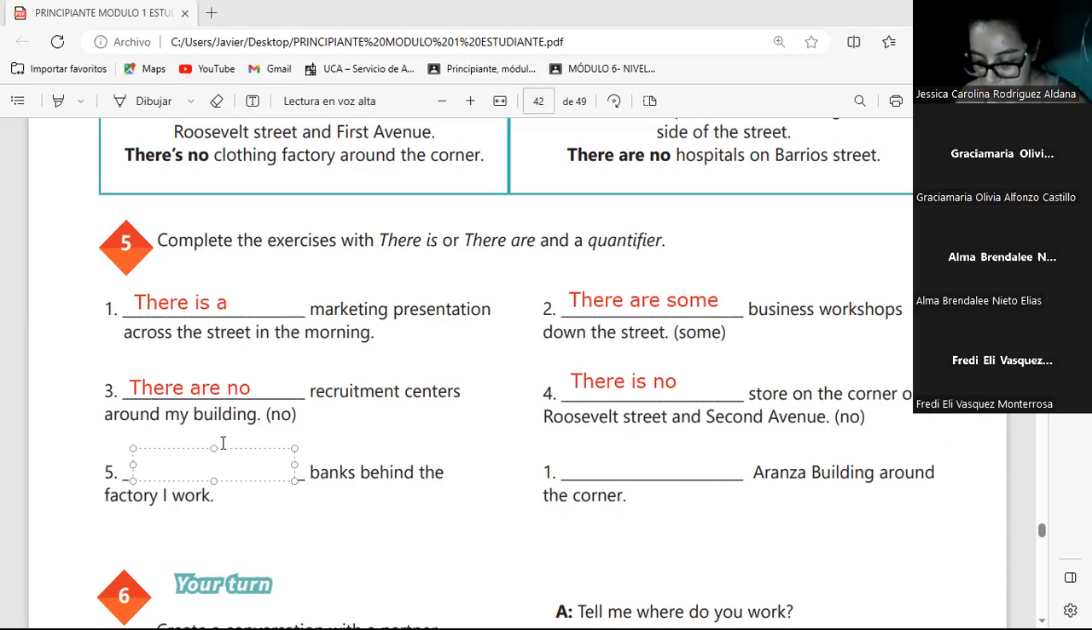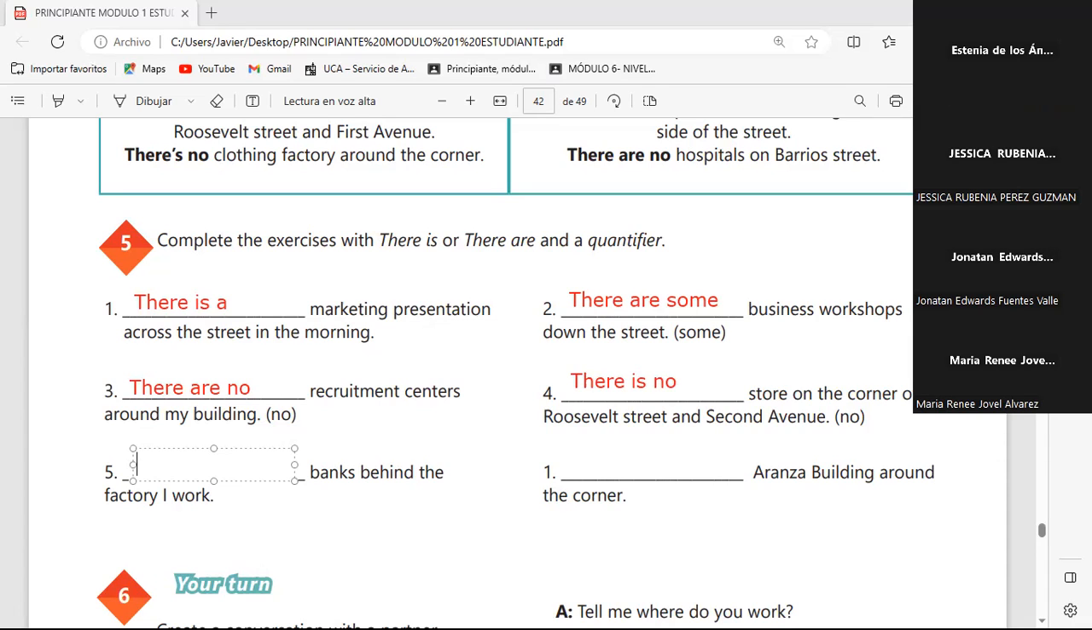Do you copy, Brenda Lee? Okay, so Maria René, can you help me, please? Banks behind the factory work, right? Maria René, presentarse a cabina. There is or there are.